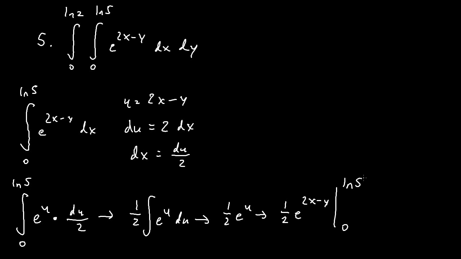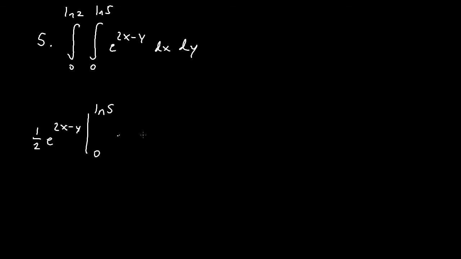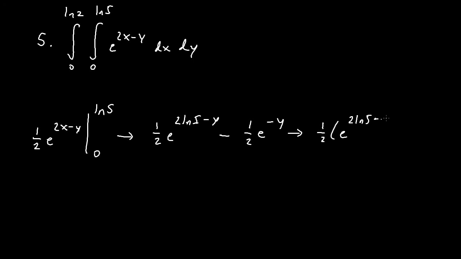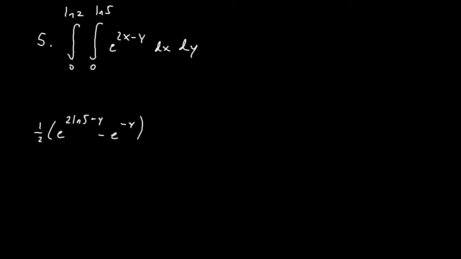Remember, these are x bounds because we were integrating with respect to x. So if I go ahead and plug those in for x, we'll get 1/2 times e to the 2 times the natural log of 5 minus y, minus, when I plug in 0, we get 1/2 e to the 2 times 0 is 0 minus y, negative y. So then I can go ahead and factor out the 1/2. So we'll get 1/2 times e to the 2 times the natural log of 5 minus y minus e to the negative y.